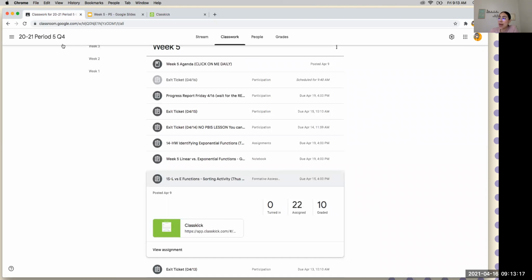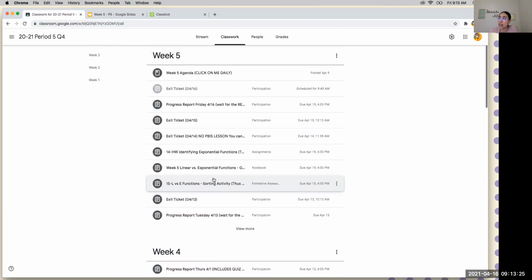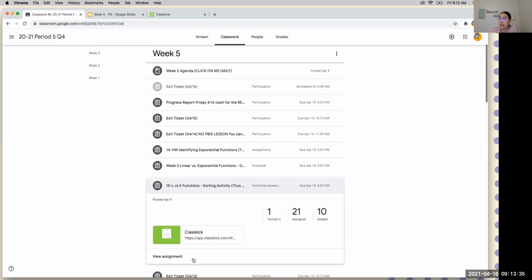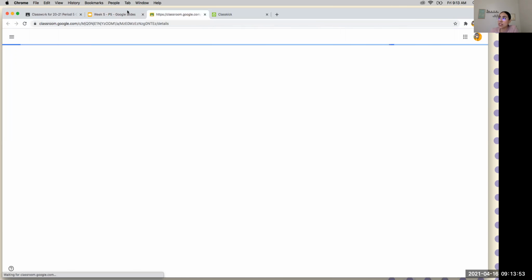Make sure you go back into Google Classroom and click on that 1S L versus E function sorting activity. If you want to count, start from week 5, you would have to count 1, 2, 3, 4, 5, 6, 7 spaces down. That's your sorting activity. Click on view assignment and mark it as done. Turn it in because we're all done with that. And if you want to get ready for our next item here, then you can go back to your agenda and you can click on that week 5 notebook to get you ready.